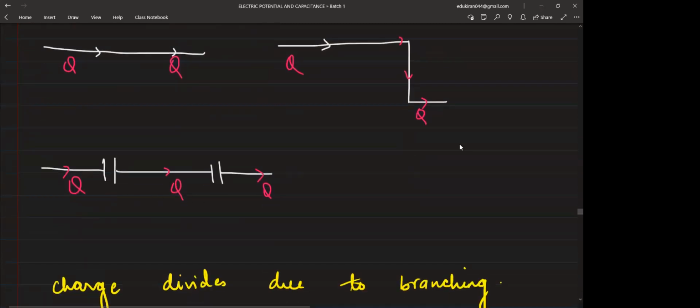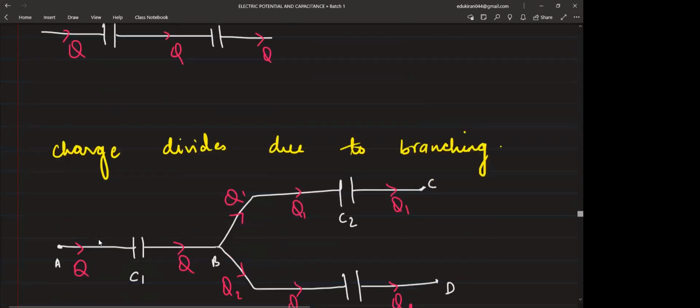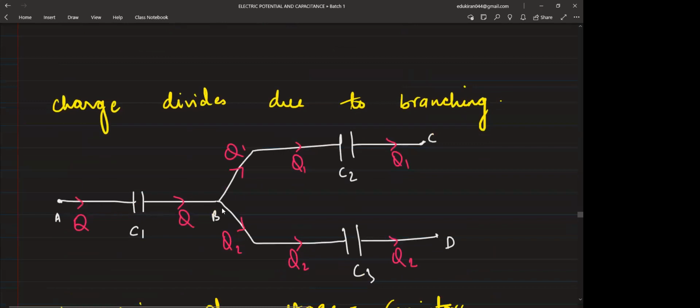And see, capacitors are added. Nothing happens. Charges will move across it normally and no deviation in value will occur. But charge divides due to branching. In this wire, it was a straight wire, the capacitor didn't disturb it, so the charge was Q. Now branching has occurred. One is Q1, another is Q2, because of this branching. Q1 doesn't divide further. Q1 will stay as Q1. Q2 is still staying as Q2, but here due to branching, the division has occurred. This is how a charge divides.